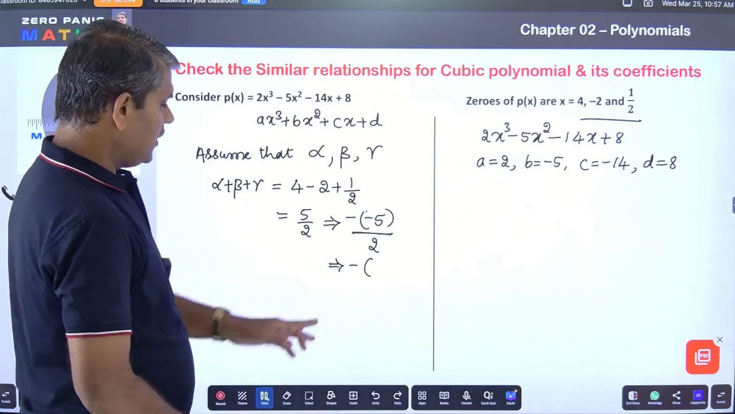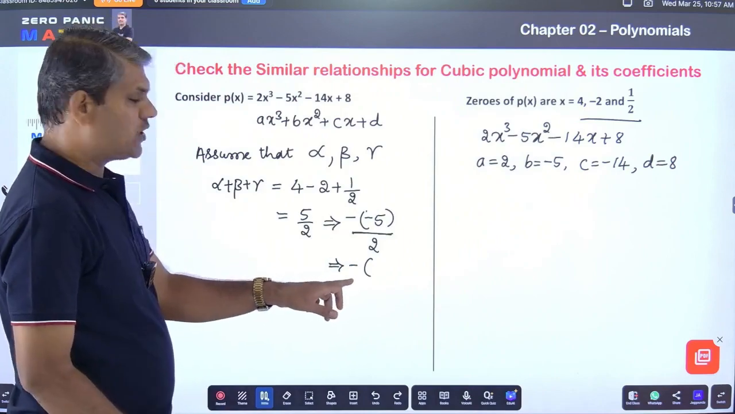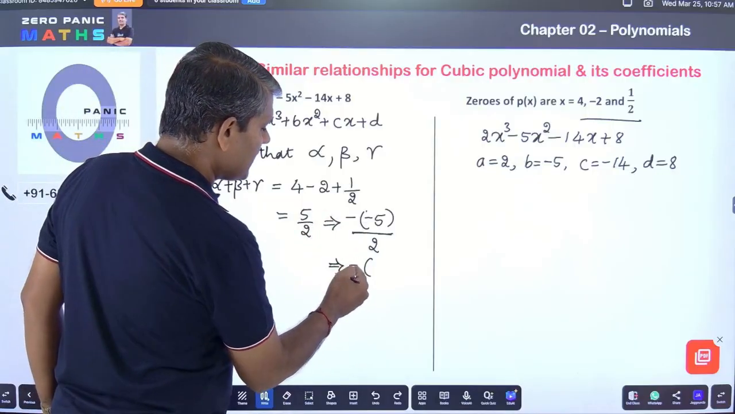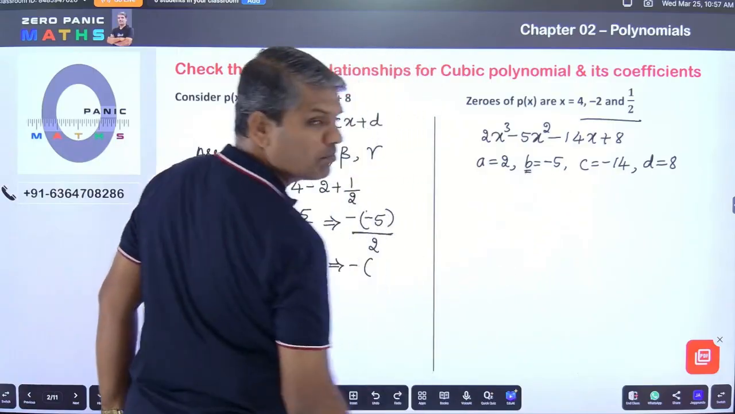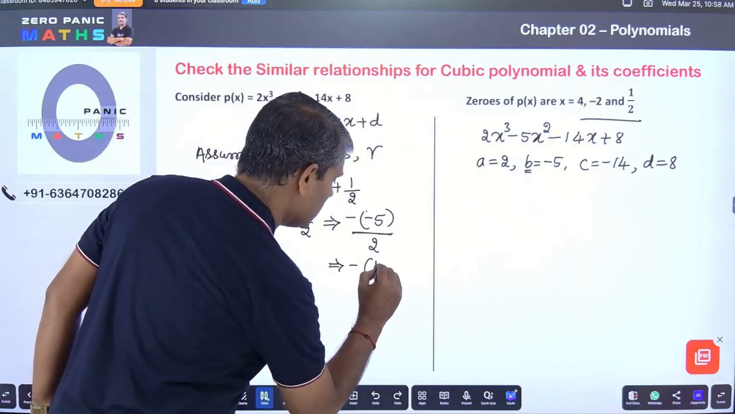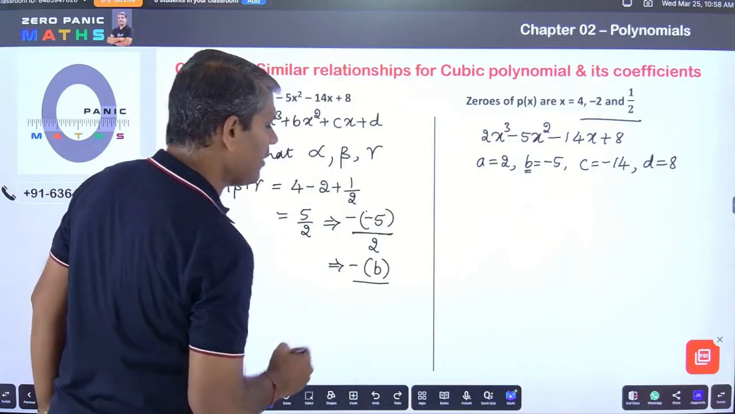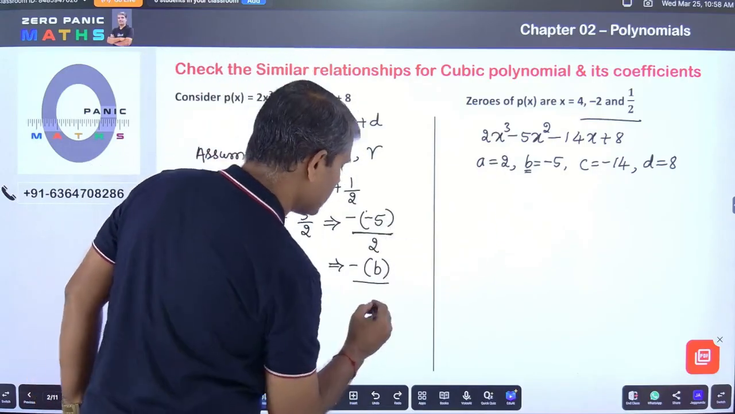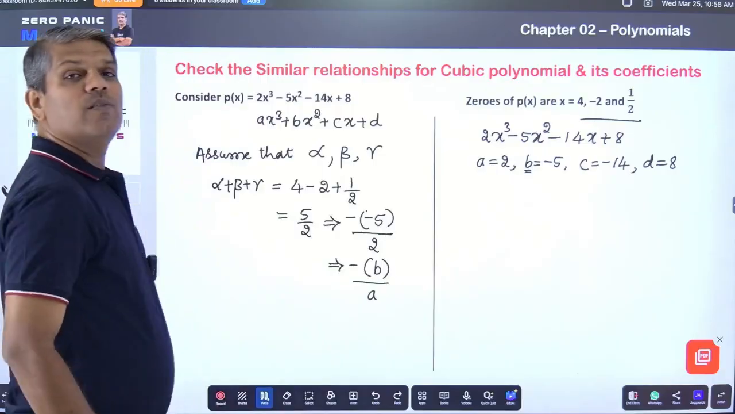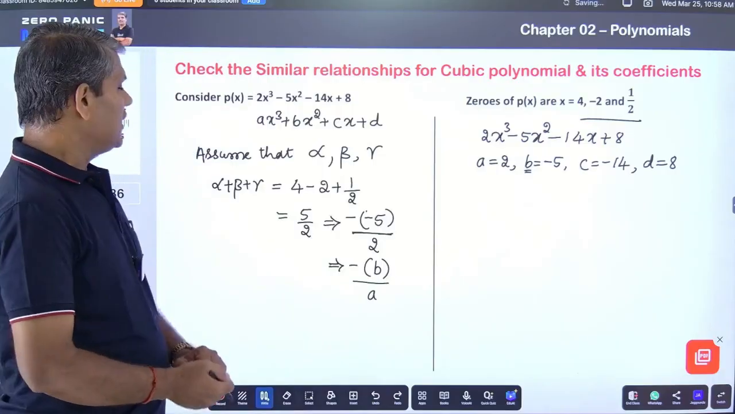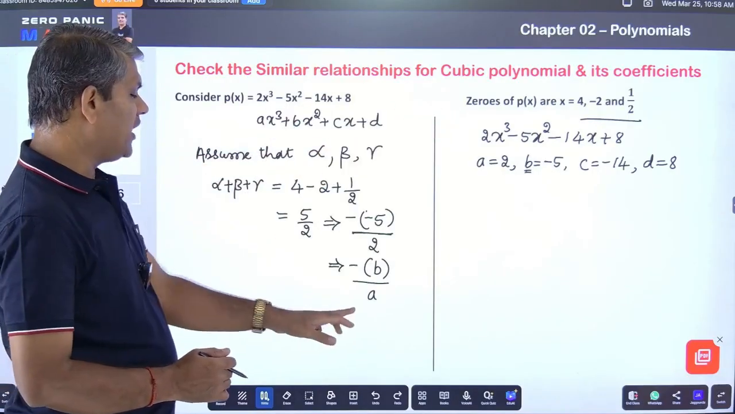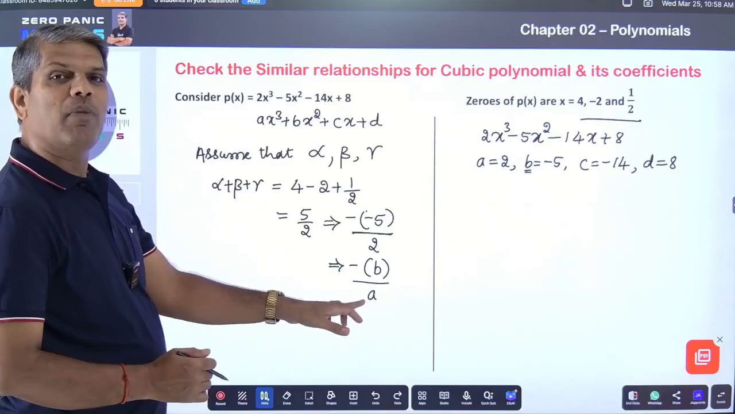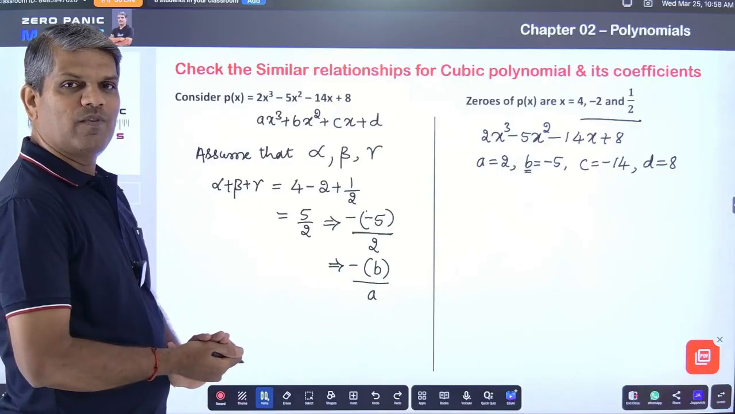Now coming to this part, minus I have kept as it is, and what is minus 5? Minus 5 is b, correct? So that is b divided by 2, and 2 is a. So the first part, that is the sum of the zeros of a cubic polynomial, is always represented by minus b by a.